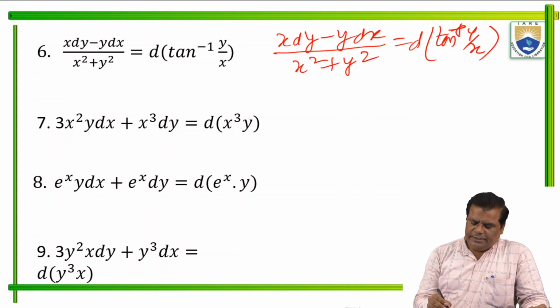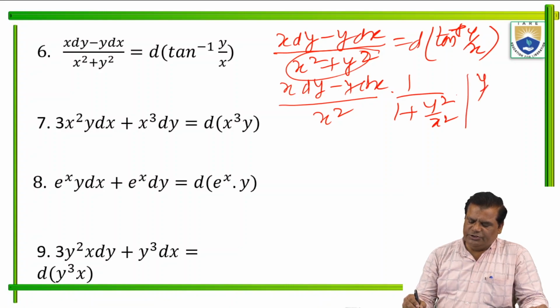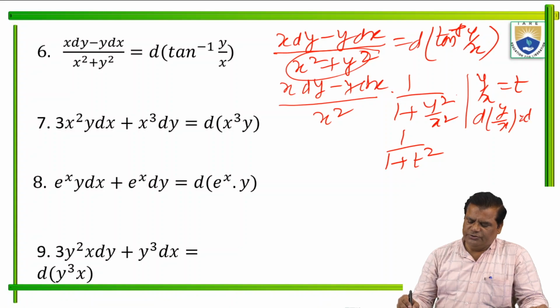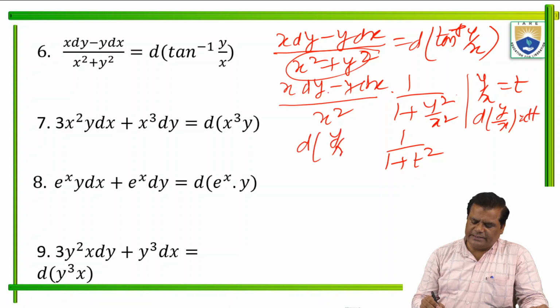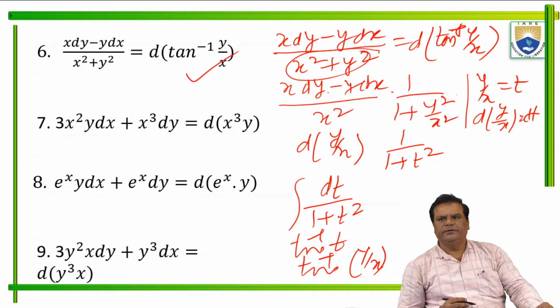I can prove it. x dy minus y dx upon x square. Taking x square common, this is 1 plus y square upon x square. Let y upon x be t. So it is 1 upon 1 plus t square, and d of y over x is dt. So this is dt upon 1 plus t square, integration gives tan inverse t, and t is y upon x. So this formula is proved.